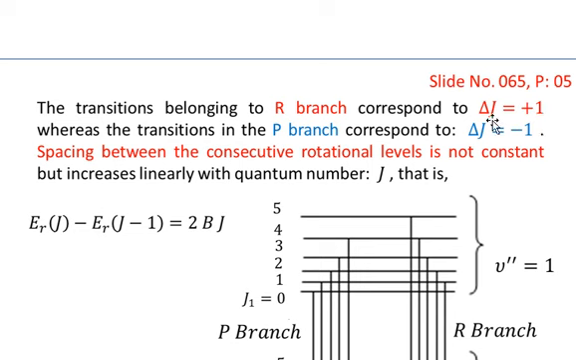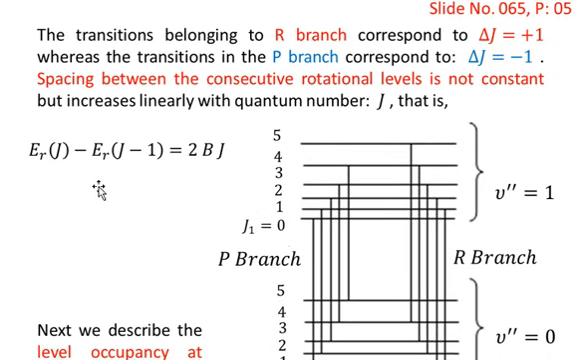Delta J is the upper value of J minus the lower value of J, whereas the transitions in the P branch correspond to delta J equal to minus 1. You know that delta J is equal to J1 minus J0, the value of J1 minus the value of J0. The spacing between consecutive rotational levels is not constant but increases linearly with the quantum number J. This is the relationship we have given for the energy between two consecutive rotational levels.